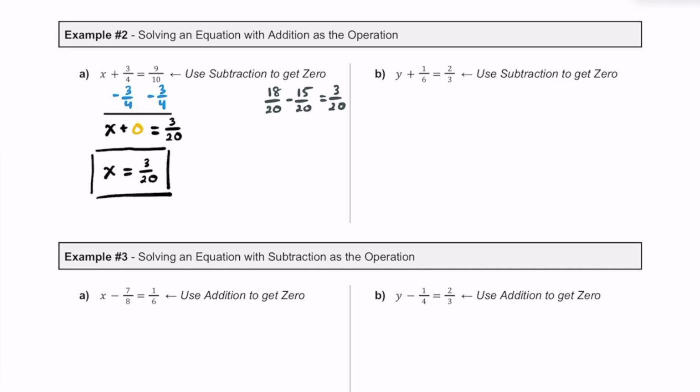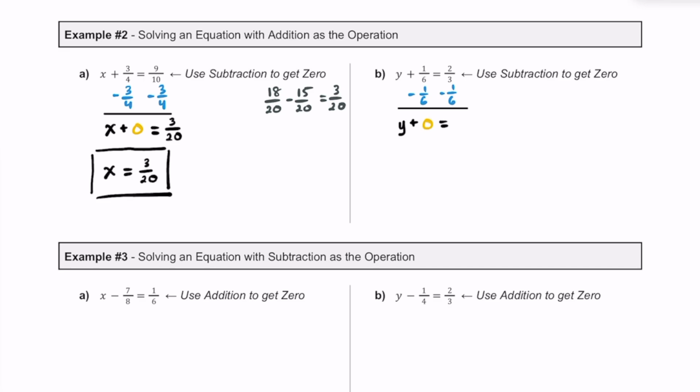All right, trying one more here. It's of this type where you have addition as the operation. Let's go ahead and use subtraction to get 0. So if we have addition here, we're adding 1/6. Let's go ahead and take away 1/6 from both sides here. Okay, so that's using the subtraction property of equality if we do it to both sides. If we go ahead and do that, this positive 1/6 and negative 1/6 are going to combine to make 0. So it's going to be y plus 0 on the left side of this equation.